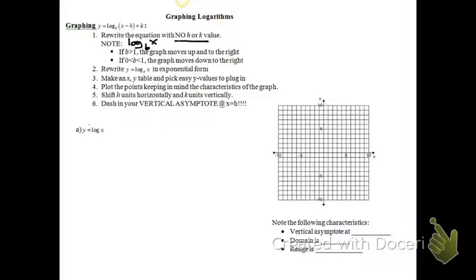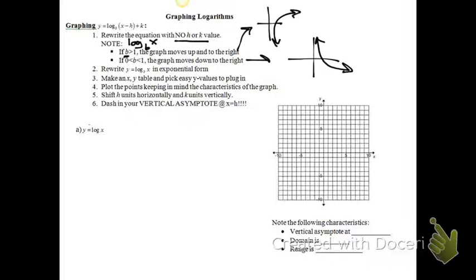Now there's two things you're going to want to keep in mind. If the base is greater than 1, the graph is going to move up and to the right. You might get something like this. If the base is, however, between 0 and 1, you're going to get something that starts high and goes like this.